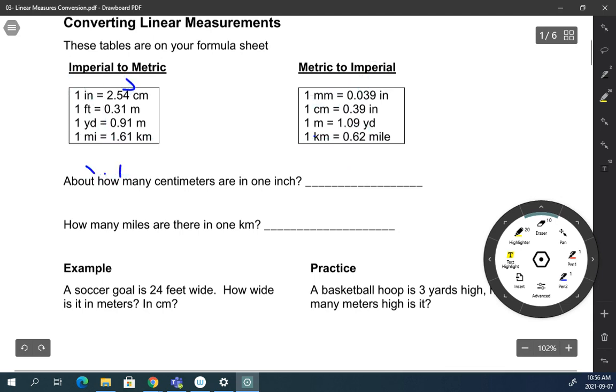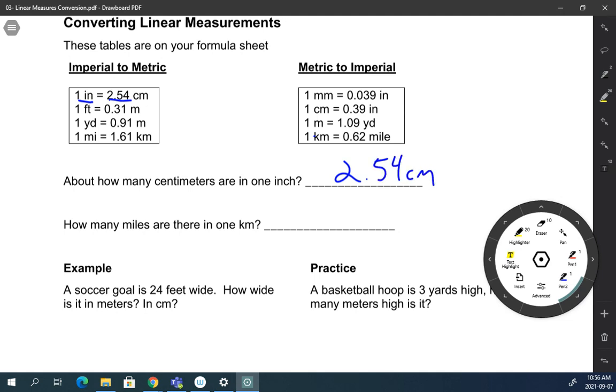These first questions are quite straightforward. How many centimeters are in 1 inch? If 1 inch, how many centimeters? 2.54. Now the next one says how many miles are there in 1 kilometer? We're starting with 1 kilometer and going to miles. 1 kilometer is 0.62 miles.